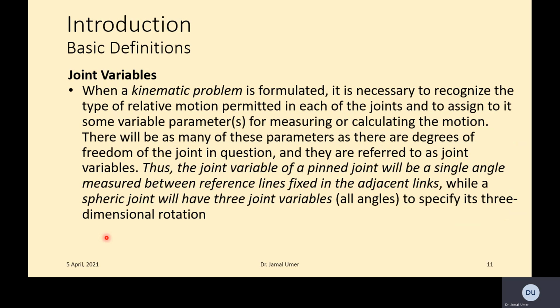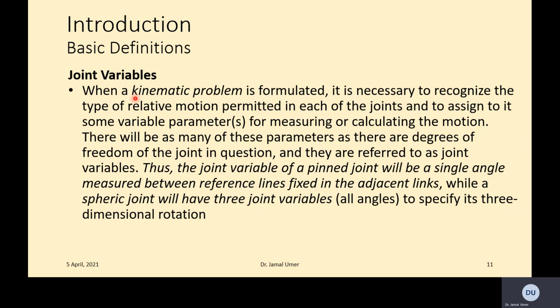Right. Joint variable. One of the interesting things. When a kinematic problem is formulated, it is necessary to recognize the type of relative motion permitted in each of the joints and to assign to it a variable parameter. Basically this is more to do with the degree of freedom, I would say. So for any kinematic problem, it is always necessary to recognize the relative motion permitted at each joint. So you have joints and you have to identify what is happening at each joint, right? This is really the important step, because each joint has a different relative motion, and that's why it's important to identify.